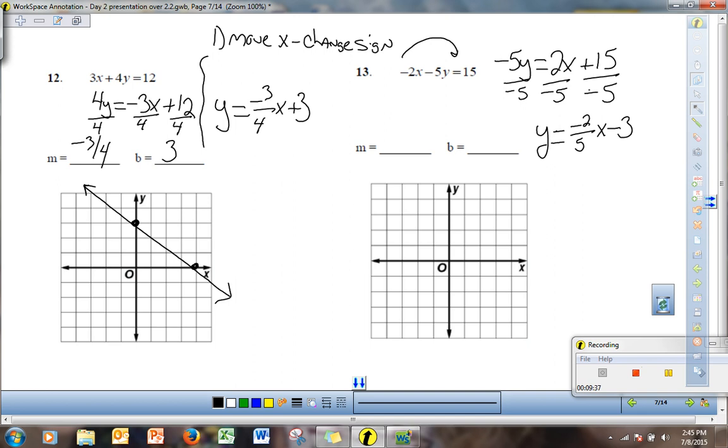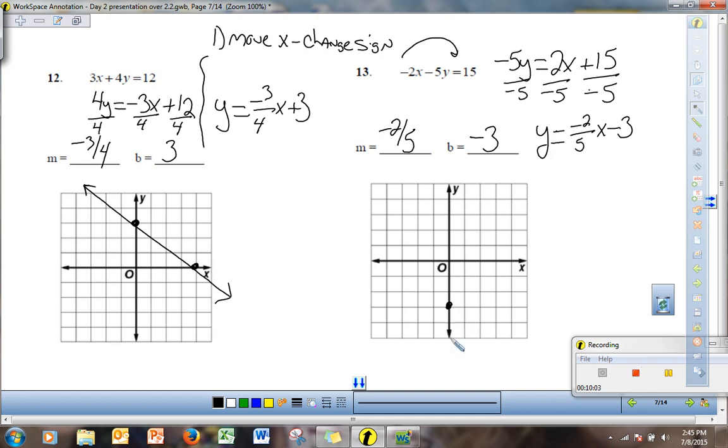Also, guys, don't use your calculator on this. We want this as a fraction, not -0.4. Otherwise, you have to go exactly down 0.4 and then to the right 1. That's tough. My slope in this case, -2/5. My y-intercept, -3. So I'm going to start down here at negative 3.